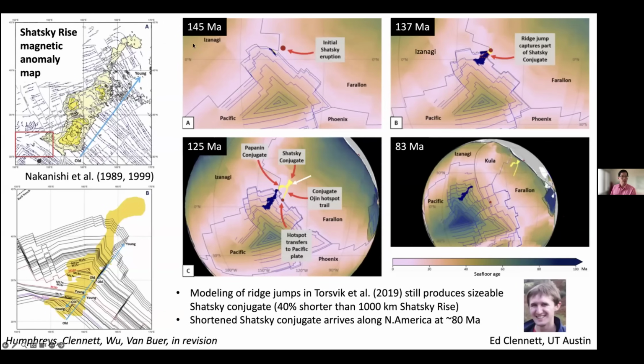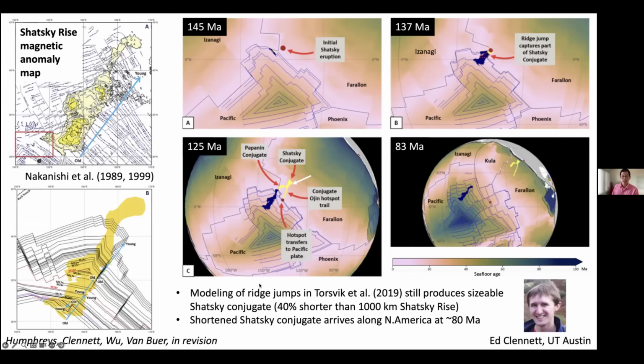His previous models of the Shatsky rise suggested that it basically formed under fairly stable conditions, where we have the older part of the Shatsky rise, or the oldest seafloor ages, and then progressing to a young seafloor age, meaning that we could basically project a very simple conjugate for the Shatsky rise. However, more recent work suggests that there were a number of ridge jumps. And so here we can see going from old to young, and then old to young is reversed on this side. Then we have old to young and old to young. So basically, it's a much more complicated system.